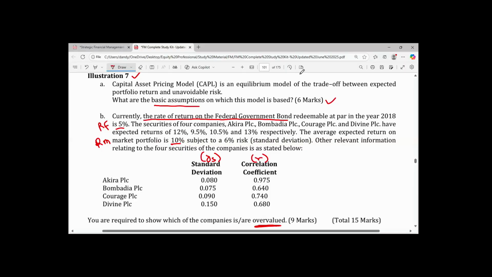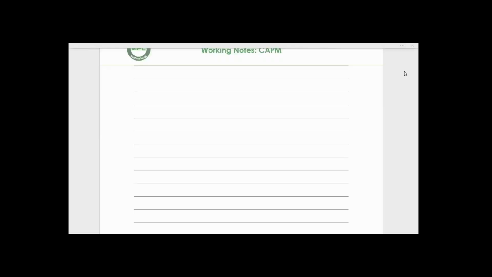Because of time, I would like us to finish this illustration before we close the class tonight. So let me quickly go into solving this question. All right, so this is the solution.